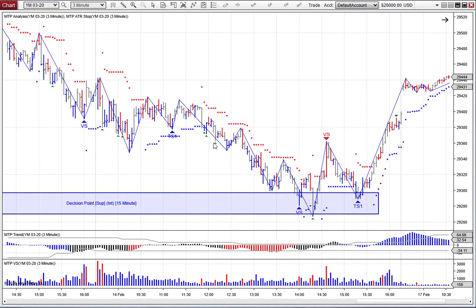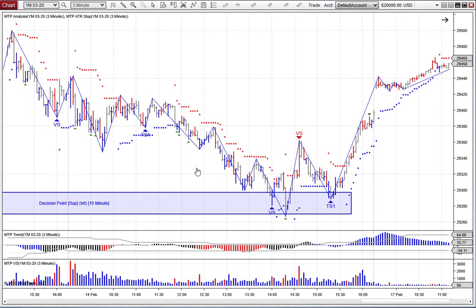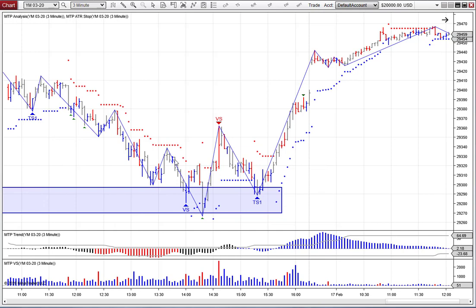Well, here we can see our automatic setups, but on the way down here, even though our MTP trend was black, we hadn't reached our support zone. In other words, the market trend was still down into this support zone. It's not till we get to this support zone we then look to see whether a reversal is in the process of unfolding.